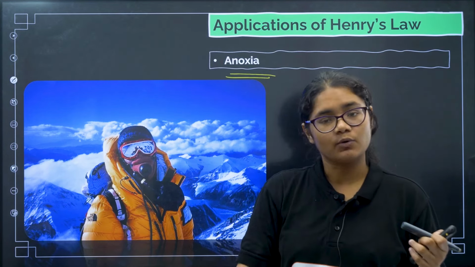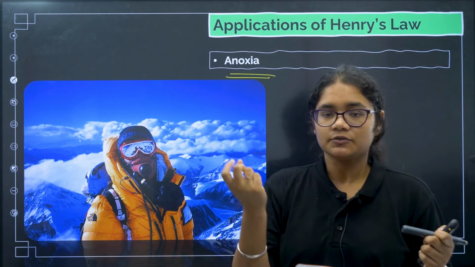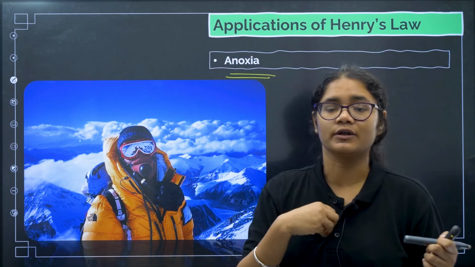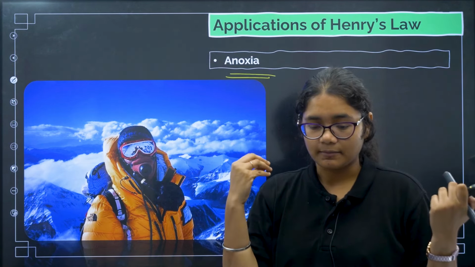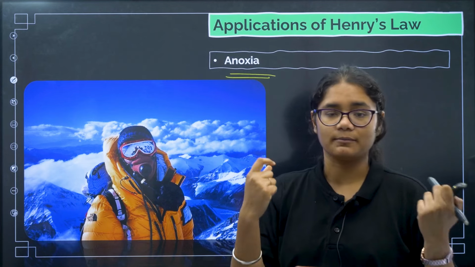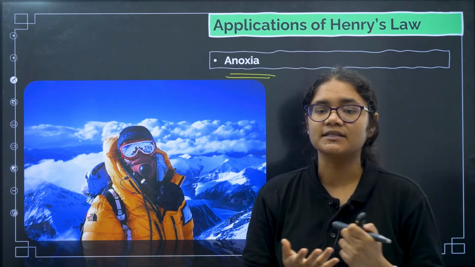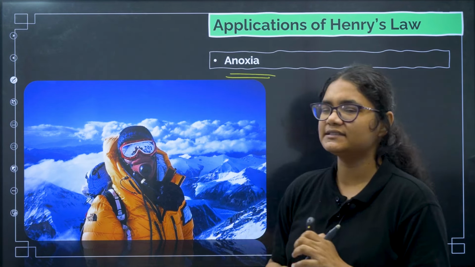This is because when we go up, atmospheric pressure is less, so the solubility of gases will be less, so less oxygen is dissolved in the human blood. The brain does not function properly because the oxygen does not reach the brain, and a person can have some defects or problems. This medical condition is called anoxia.